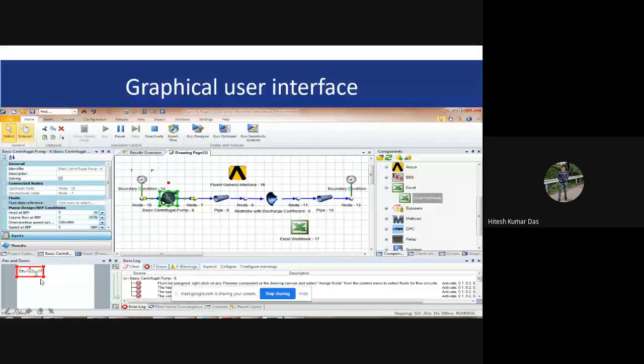Next, this is the pan and zoom tab, and you can see here at the top, steady state: for steady state you can go for the steady state option. For transient you can click on run. This is a pause option. While performing transient simulation, you can pause it, meaning stop it, and this is deactivate: after running the transient simulation, by clicking on deactivate, it will stop the network at that particular instant. This is all about the GUI.